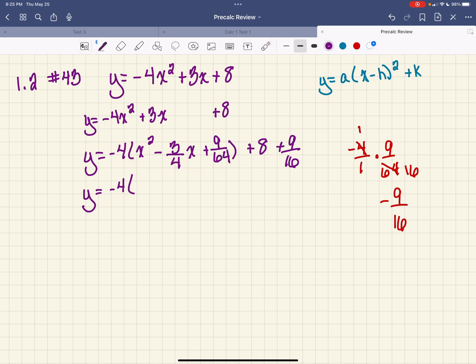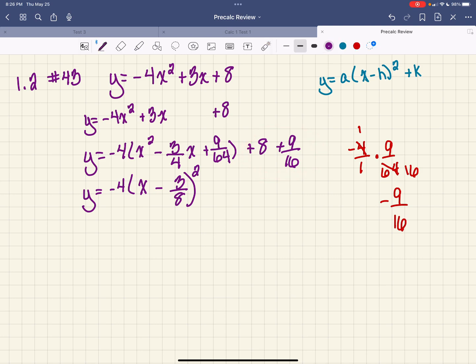So when I factor this, I end up with x minus my 9, oh no, not 9, it's going to be minus my 3/8, okay? Because that's half of this right here, and the 3/8 is the square root of this, okay? So that's where I get that from, and that is squared. And then I need to add these two together.